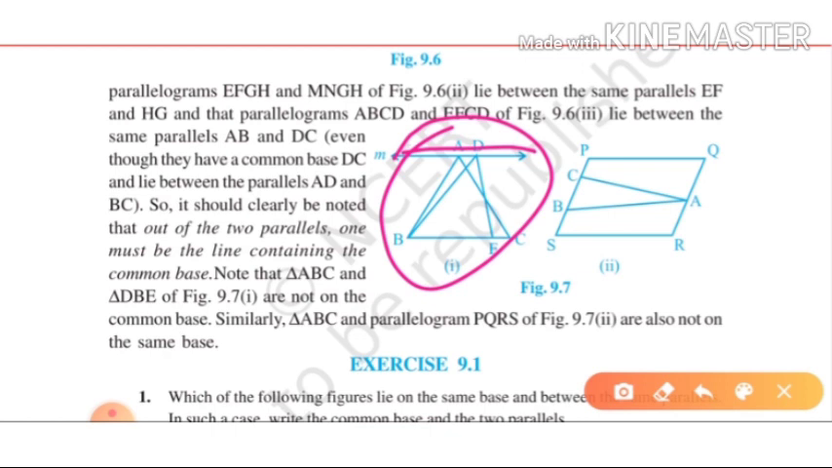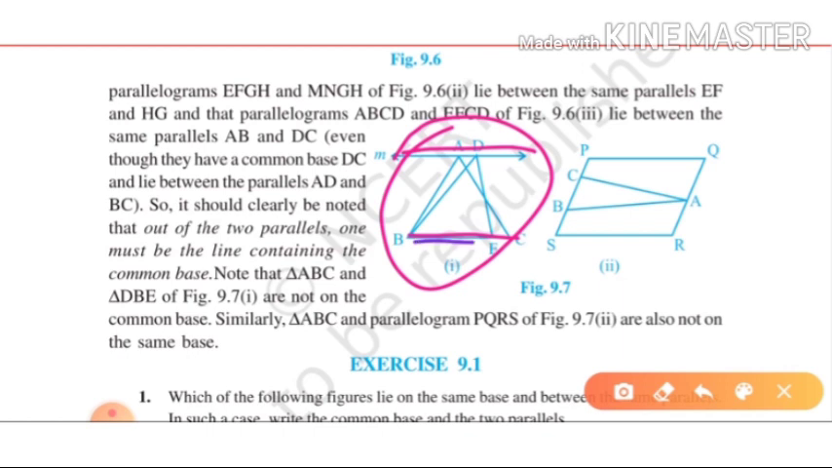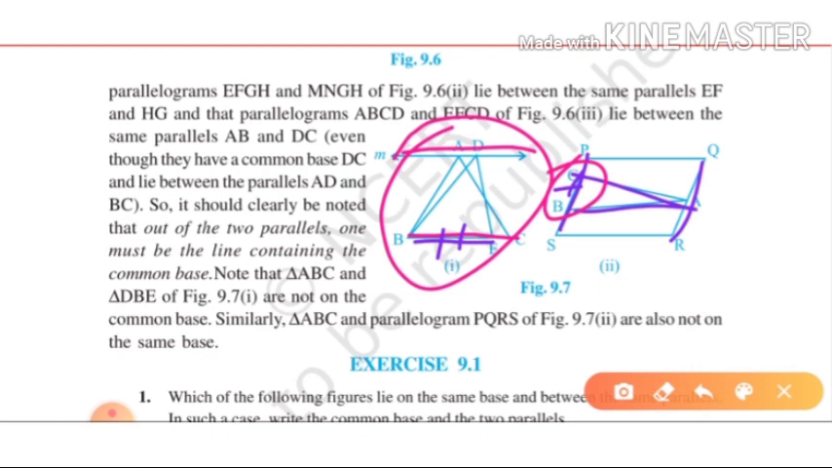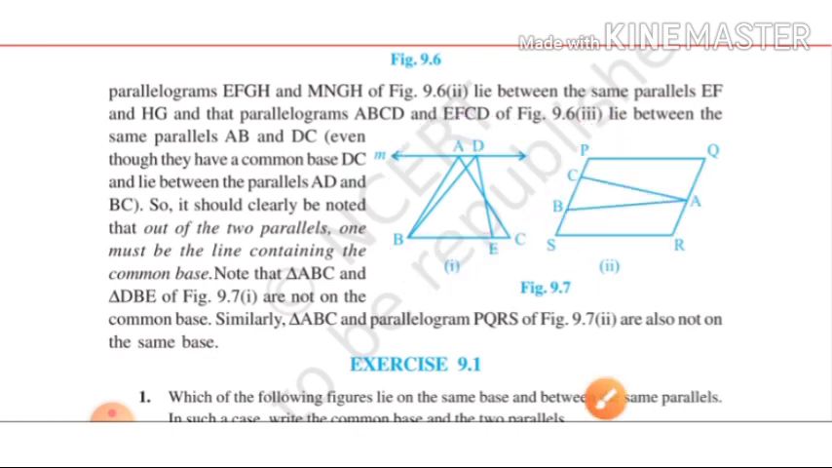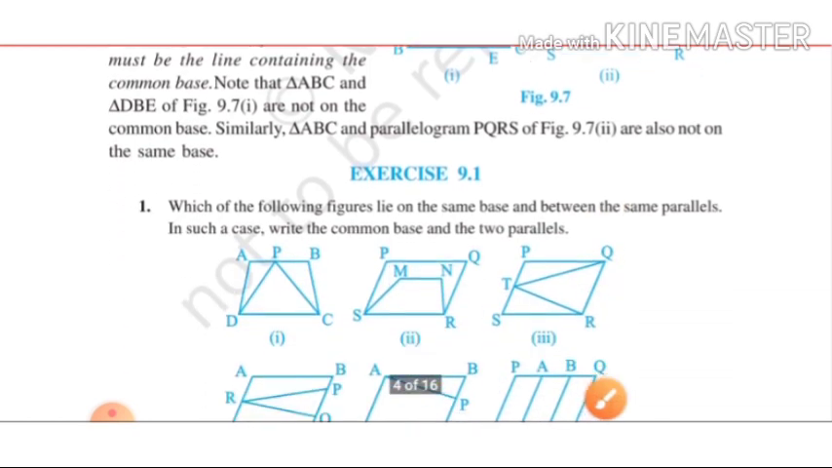They don't have the same base. If you see, one has base BC and the other has FB or BF, so they don't lie on the same base. Here also these two lines are parallel, but this triangle has base BC, this triangle has base PC, and this one has PS as the base, so they are not standing on the same base. If required, you have to rotate your copy also and check. Then we have the exercise here.